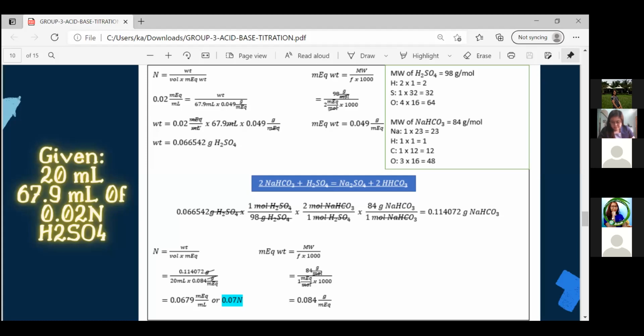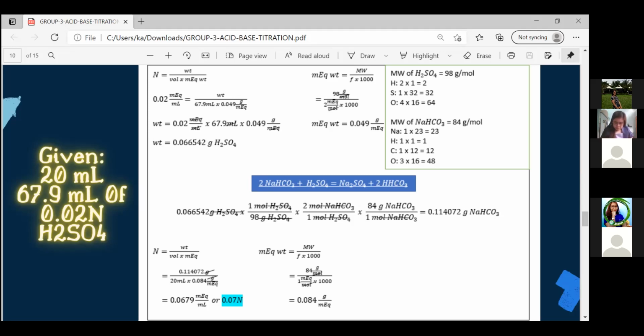So the molecular weight of H2SO4 is equals to 98 grams per mole divided by 2 MEQ per mole times 1000 since meron tayong dalawang hydrogen. So the MEQ per weight is now equal to 0.049 grams per MEQ. So i-substitute na natin. So 0.02 MEQ per ml is equals to weight divided by 67.9 ml times 0.049 grams per MEQ. So now weight is equals to 0.02 MEQ per ml times 67.9 ml times 0.049 grams per MEQ.